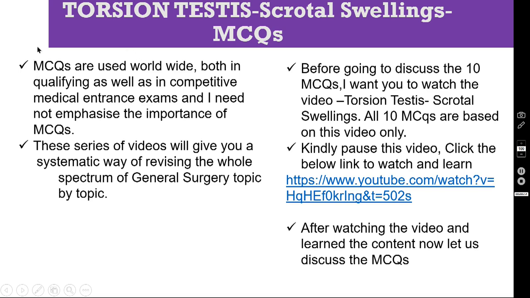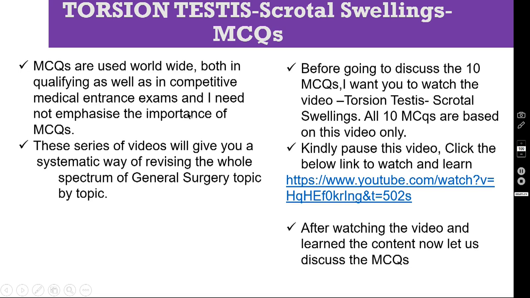You all know the importance of the MCQ because nowadays MCQs are used worldwide both in the qualifying as well as in the competitive medical entrance exams. The qualifying exams are MS, MBBS, MD, or even MB, BCH.